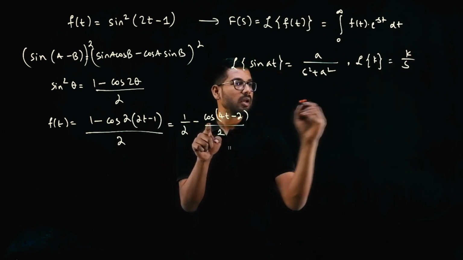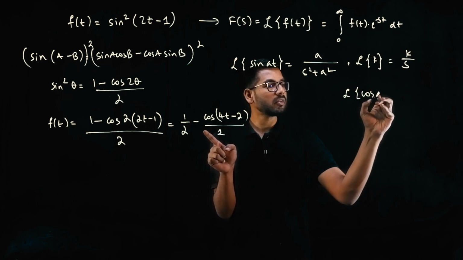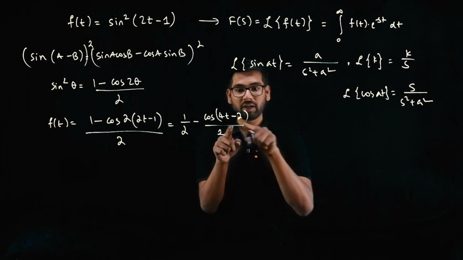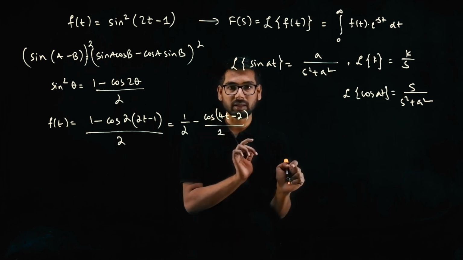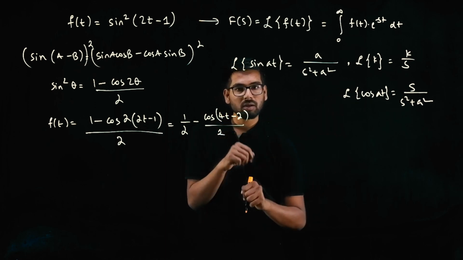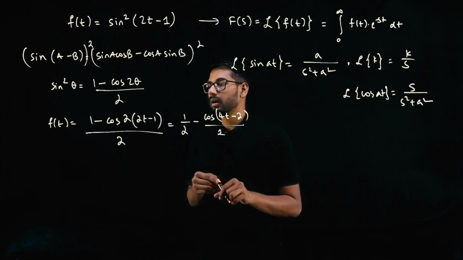Here we have a cos term, and we know the Laplace transform of cos at is s over s square plus a square. But it is not just at here, it is at minus something. So again we have to use a trigonometric formula to convert this to just cos. How do we do that?